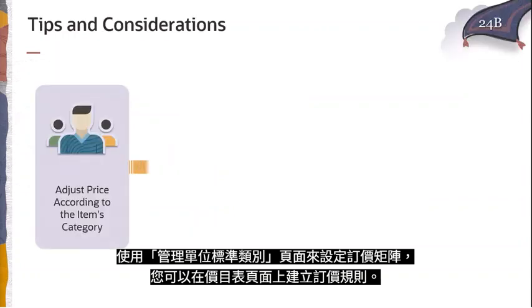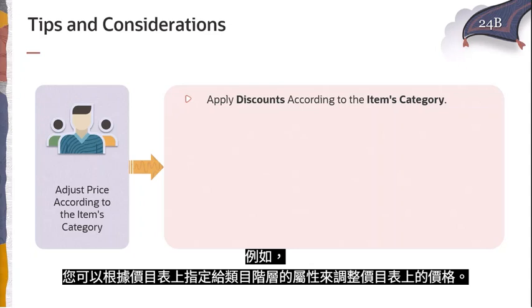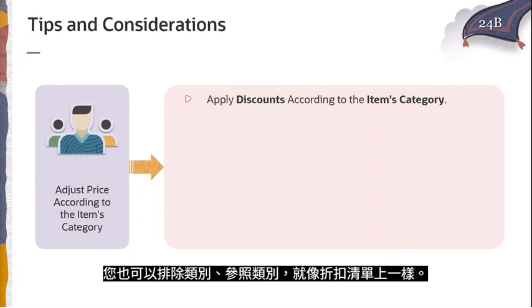list page. This feature is nearly identical to the applied discount according to the item category feature. For example, you can adjust prices on a price list according to the attribute where it's assigned to the category hierarchy. You can also exclude categories, reference categories, just like you can on the discount list. The main difference is you do your setup on the price list instead of the discount list.